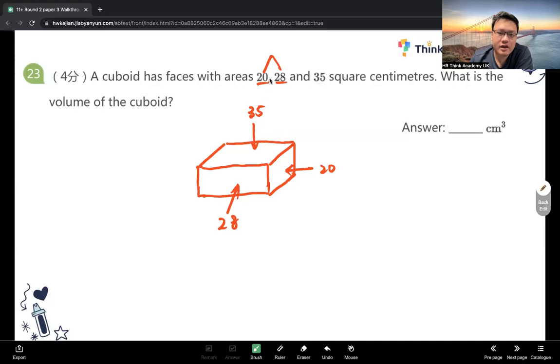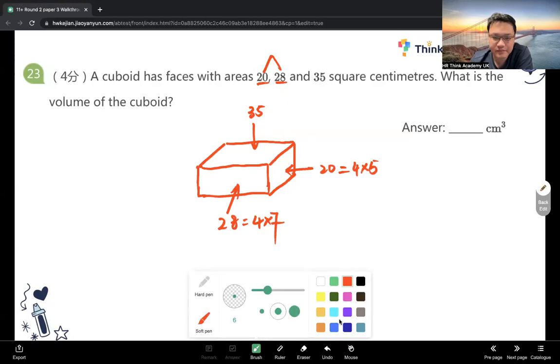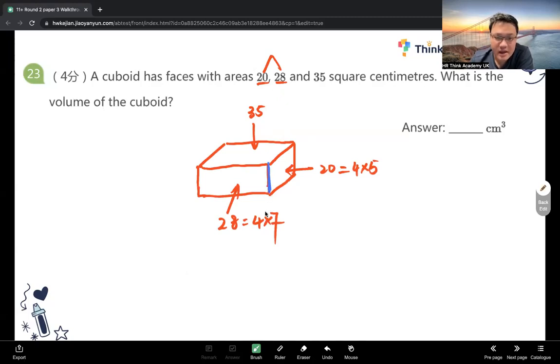And as for 20 and 28, you can find a 4, right? Because 20 equals 4 times 5, and 28 equals 4 times 7. And that way, you're going to find you all got a 4, and these two faces, they share the height, right? And that's going to be the same factor that they have. So that will be 4. And then this is 5, this is 7. And now you need to check, is that 7 times 5 gives you 35? You will find, yes, it is, right?